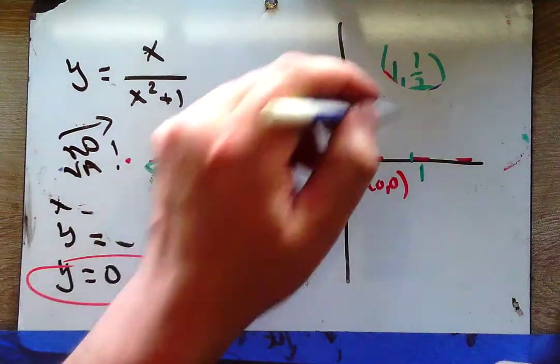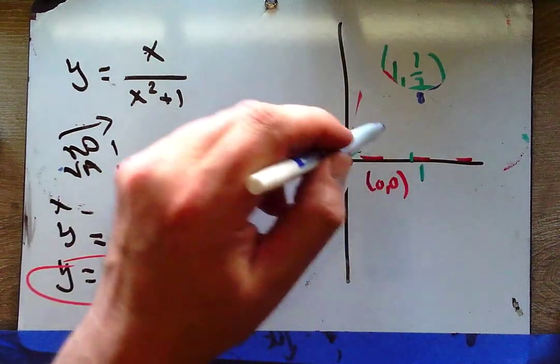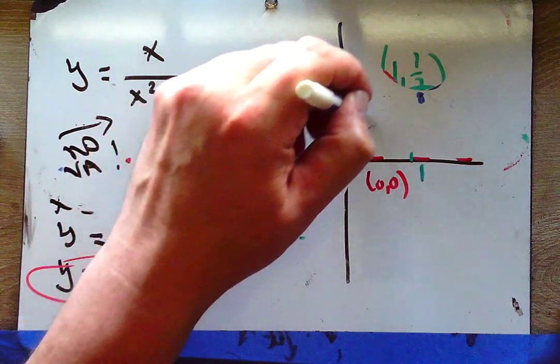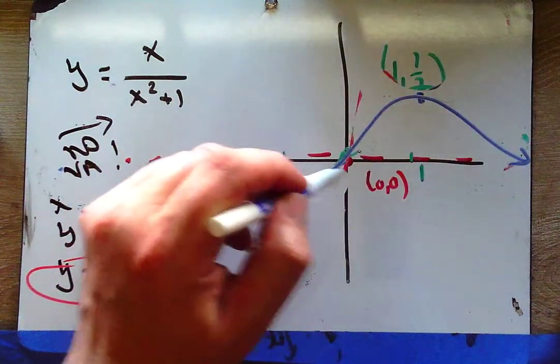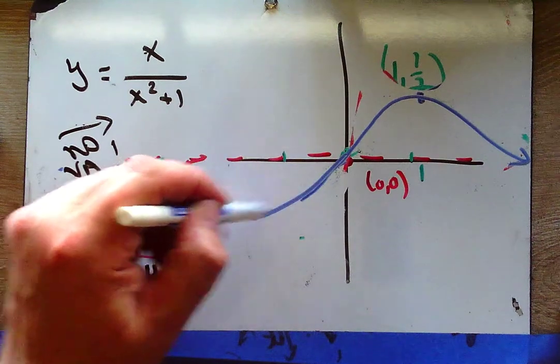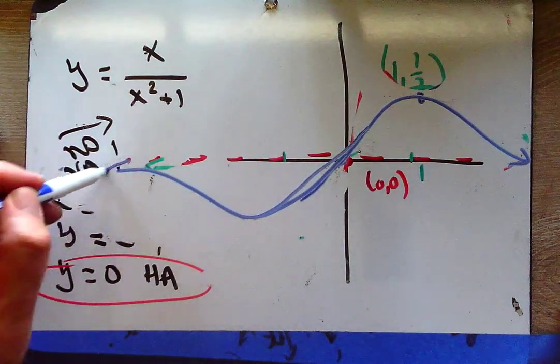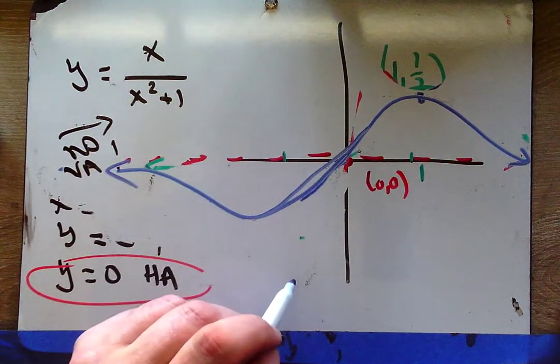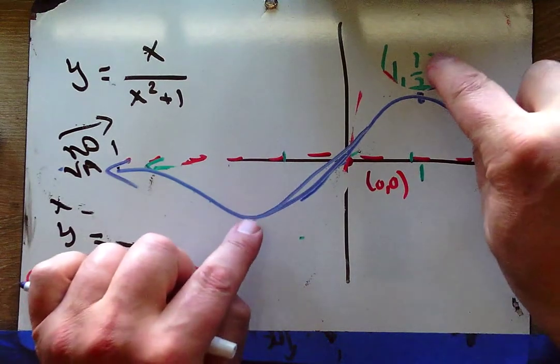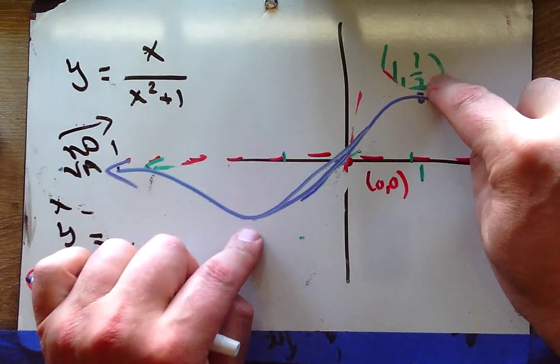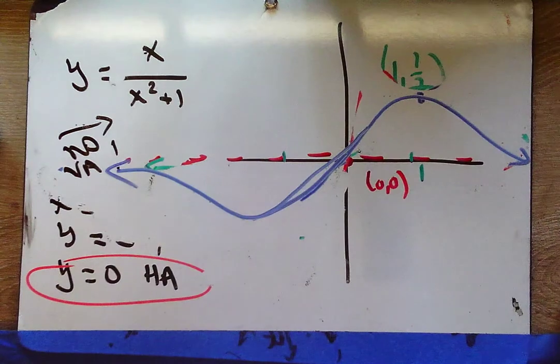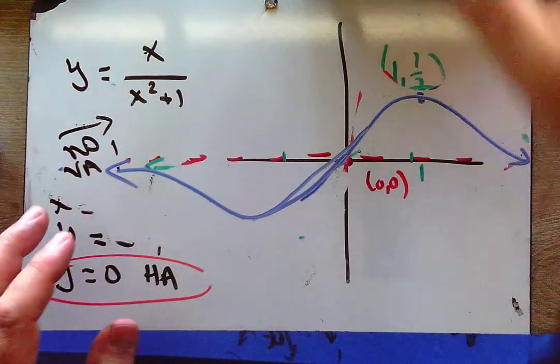But do have something that crosses through the origin and comes back down to the asymptote. Okay? I will say that usually these y values are opposites, but not always. So I'm not going there at all.